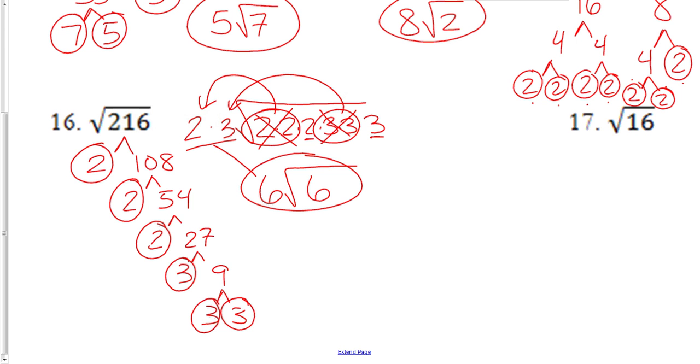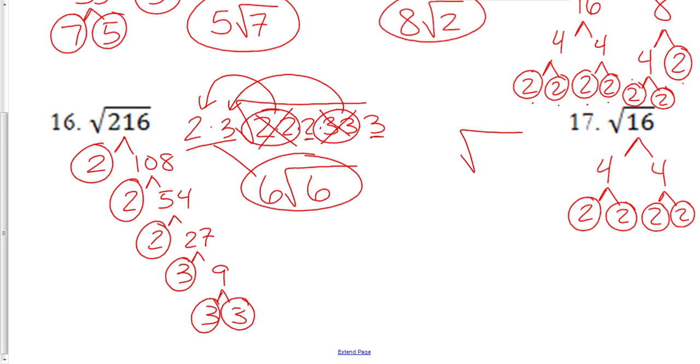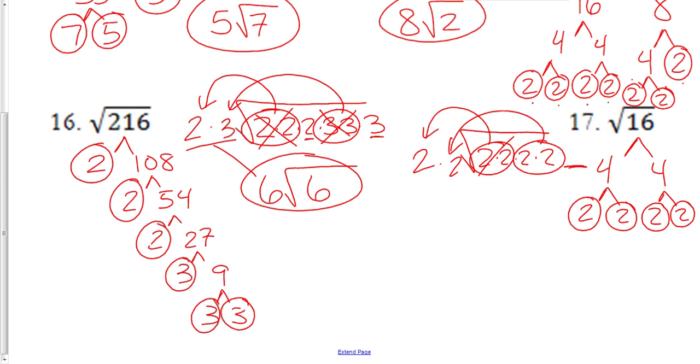Lastly, number 17. 16 breaks down as 4 and 4, which will both break down as 2 and 2. Now you're going to notice when we group up here, we have nothing left over. So when we pull these guys out, we have nothing left underneath the square root. When that happens, you don't need the square root. So in this case, our answer is simply 4.